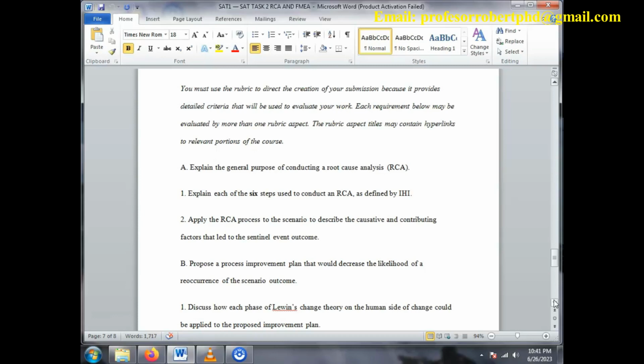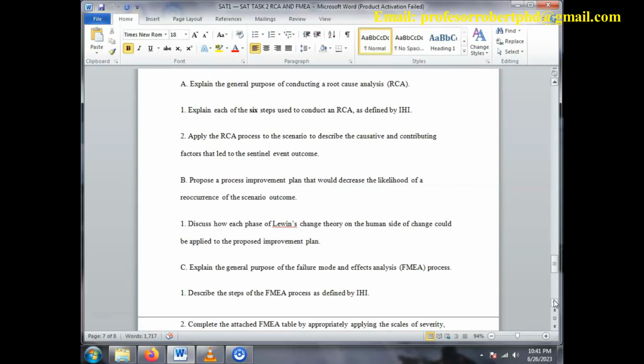They explain the general purpose of conducting a root cause analysis, RCA. 1. Explain each of the 6 steps used to conduct an RCA, as defined by IHI. 2. Apply the RCA process to the scenario to describe the causative and contributing factors that led to the sentinel event outcome. B. Propose a process improvement plan that would decrease the likelihood of a reoccurrence of the scenario outcome.